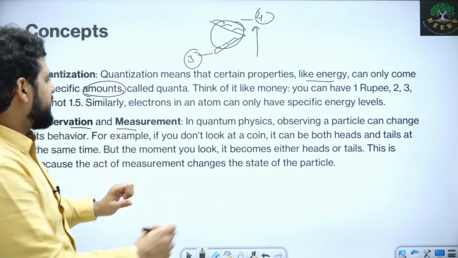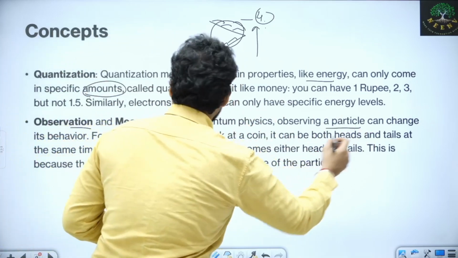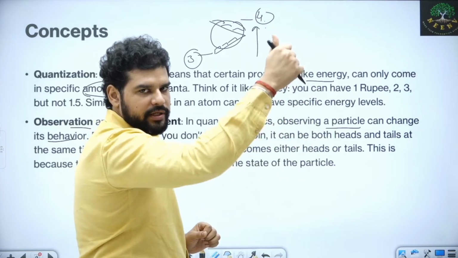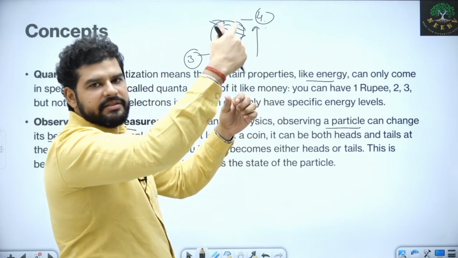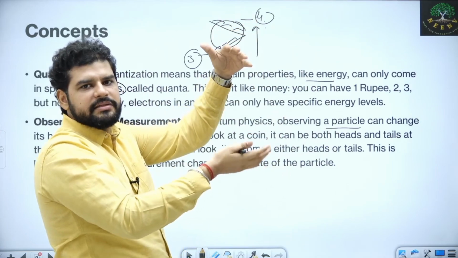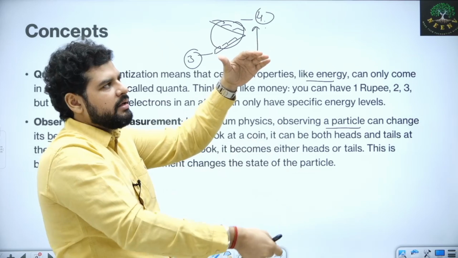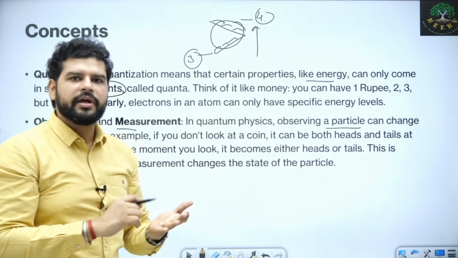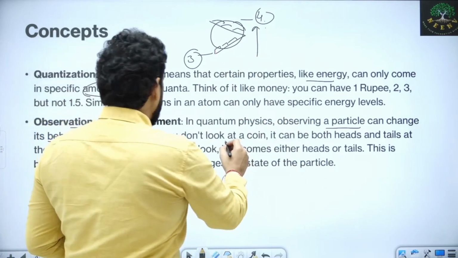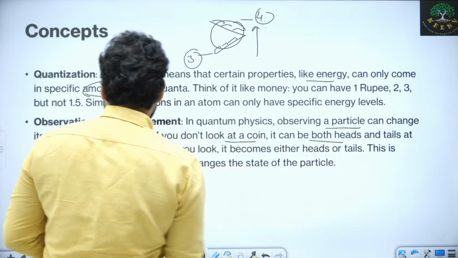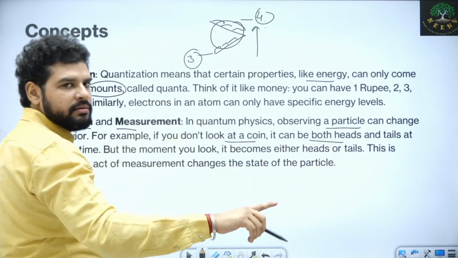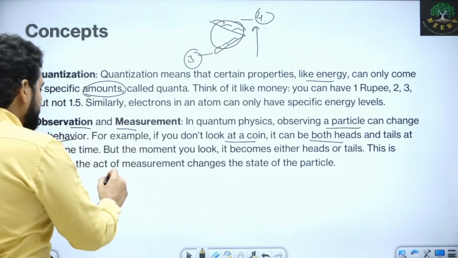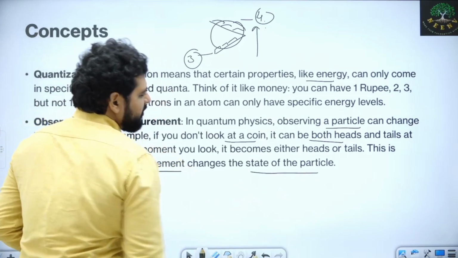So for example, in quantum physics, observing a particle can change its behavior. When you toss a coin and you cannot see it while it is spinning, you don't know what will come, head or tail. It goes up, comes back, you catch it, and then you see whether it is heads or tails. So if you don't look at a coin, it can be both heads and tails at the same time, but the moment you look, it turns classical. That means it is predictable, right? This is because the act of measurement changes the state of the particle.